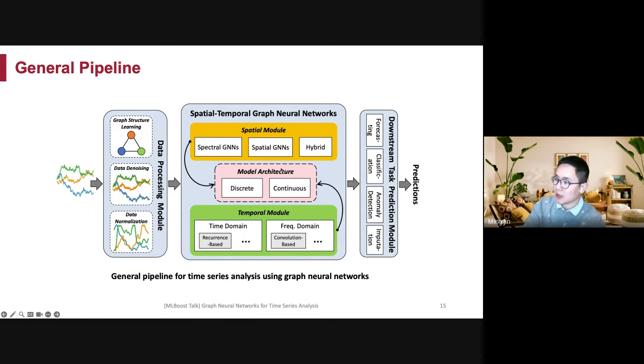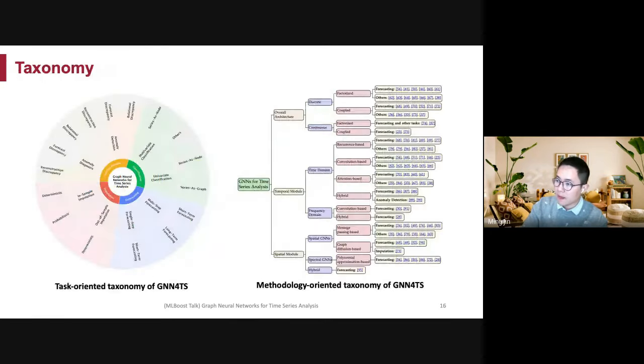We will discuss this in a later slide. And after that, we normally have the representations for each of the variables. And then we can do downstream tasks like forecasting, classification, etc. So you can have your prediction. So that is the general pipeline of using GNNs for time series.